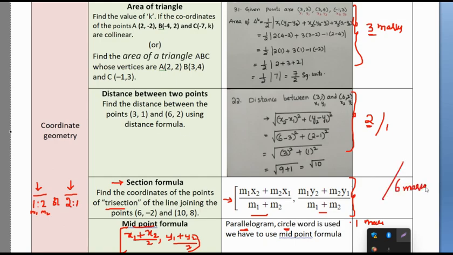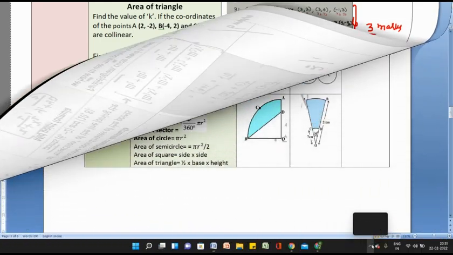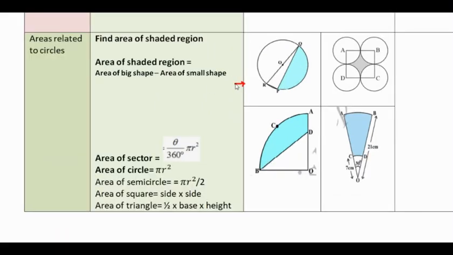It's easy to score, students. Only thing is you have to know the formulas. Moving on to the next concept. Next concept is diagram based question. This question is from the areas related to circle chapter.